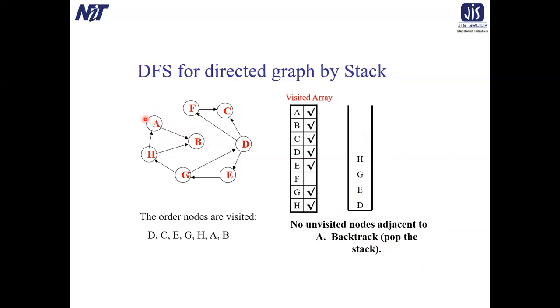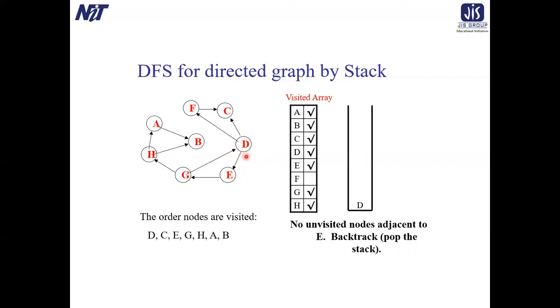A, there are no unvisited nodes, we have to also pop A. Similarly, H, no unvisited nodes are there, we have to pop H. And G, similarly, we have to pop G. And E also, so pop.